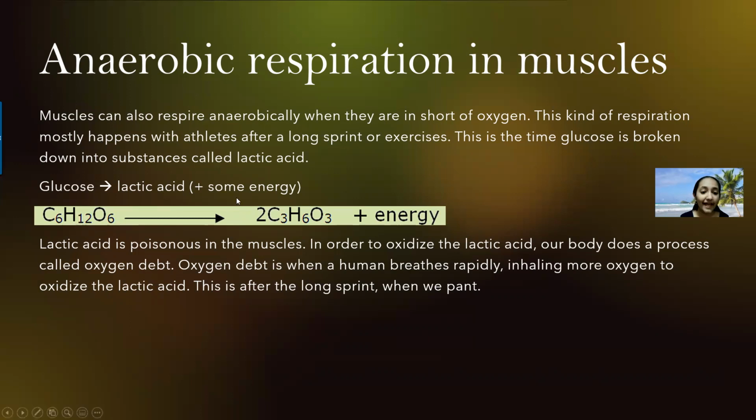So glucose gives you lactic acid plus some energy. C6H12O6 gives you 2C3H6O3 plus energy. So this is the word equation and the chemical equation. These are very important. So this is how our muscles do anaerobic respiration.